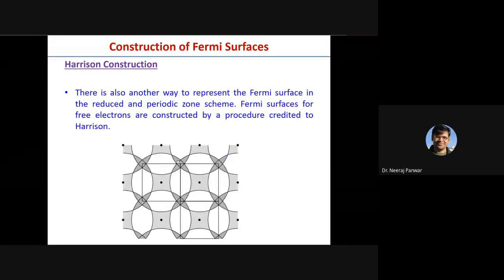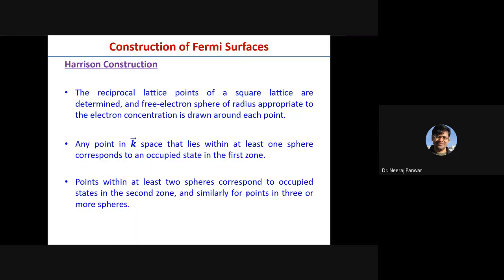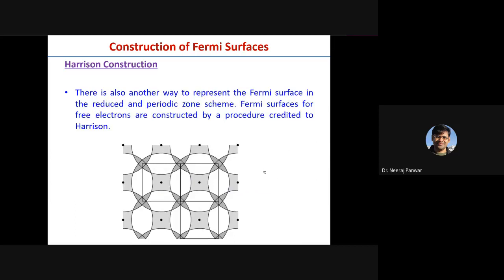So for example, you see these points in the white region. They are common to both this circle and this circle. That's why they will form the second Brillouin zone. Similarly, points which lie in the common area of three circles will represent a portion of the third Brillouin zone. For example, here you can see three circles are cutting. That's why these points belong to the third Brillouin zone.